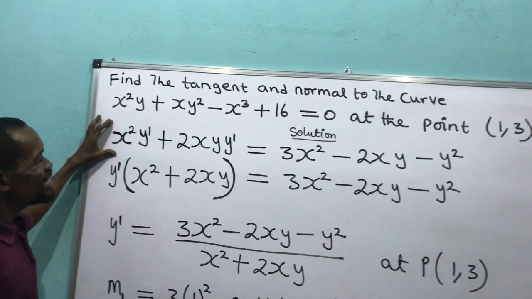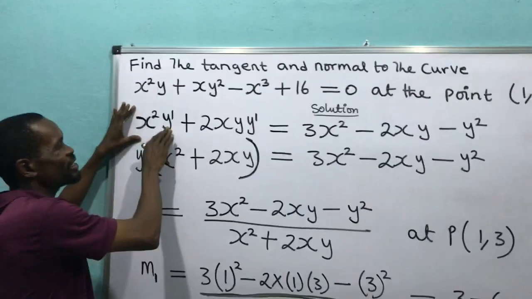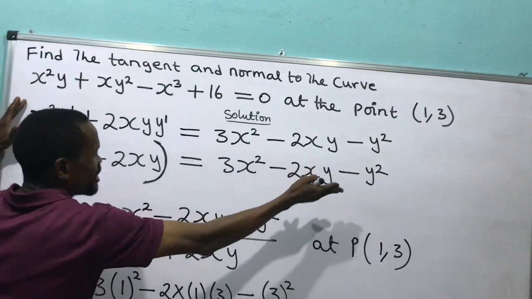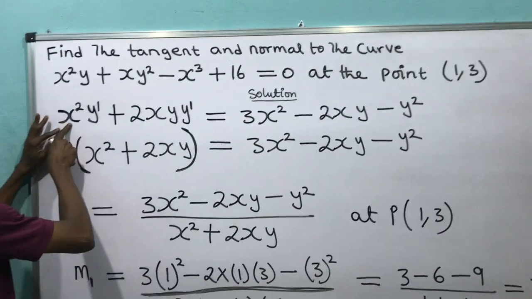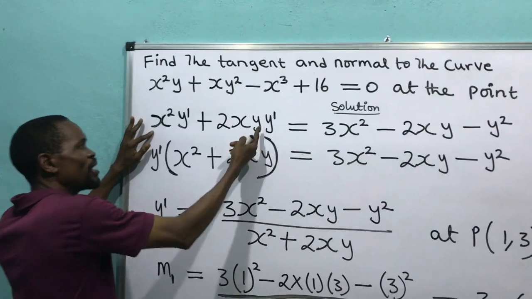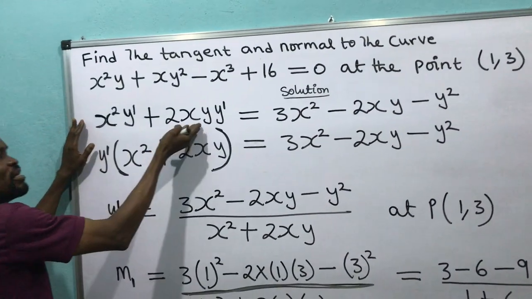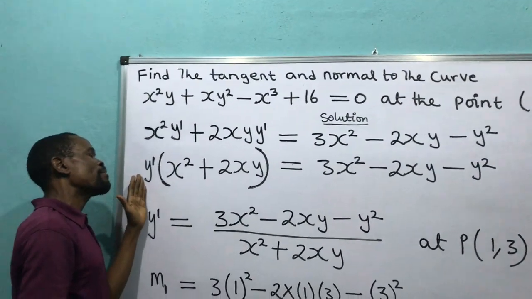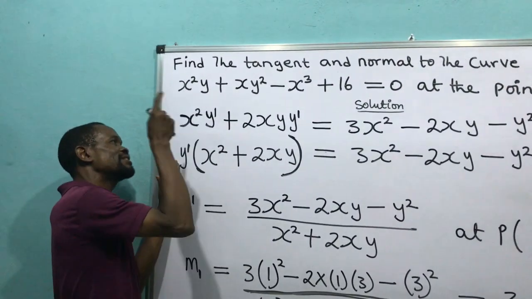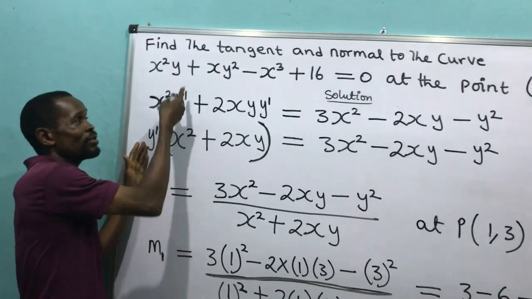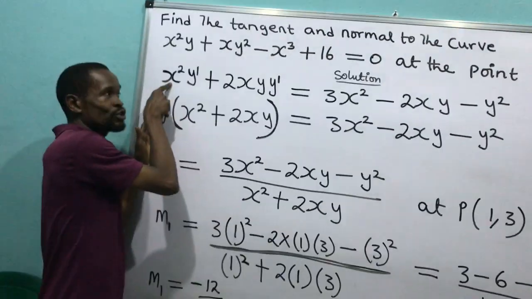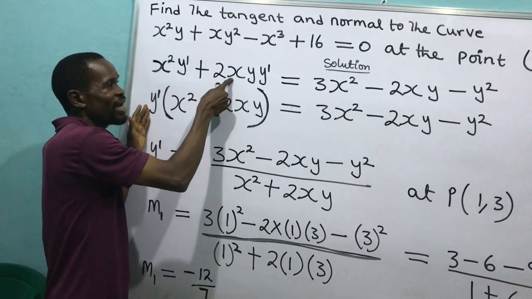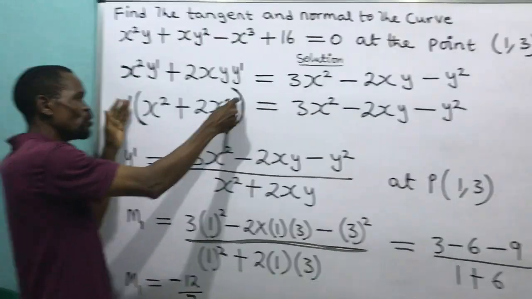Now, collecting the like terms, look at this one that contains y prime, y prime. Those that don't contain y prime, I've taken over there. This term contains y prime and this term contains y prime, so I have to bring y prime out. When I bring y prime out, I have to open brackets. Dividing this by y prime, it will cancel, leaving x squared. Dividing this by y prime, it will cancel itself, leaving me with 2xy. I close the bracket.